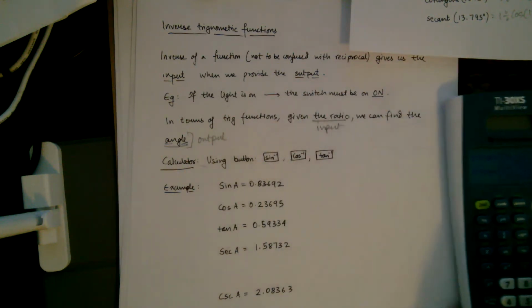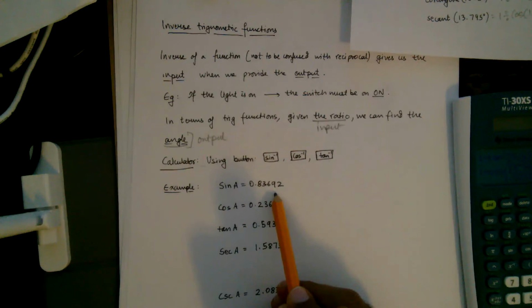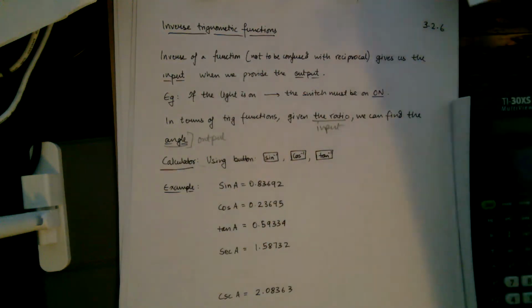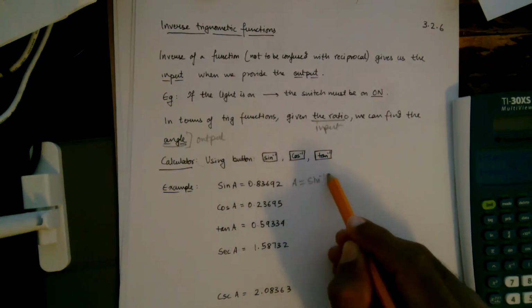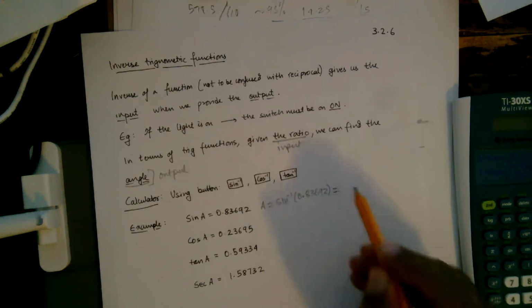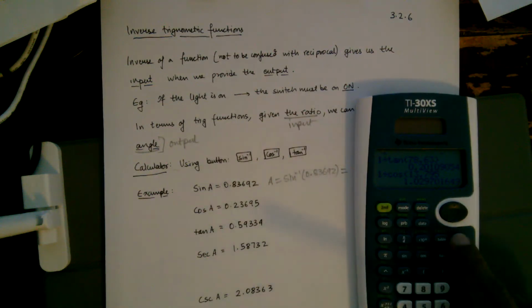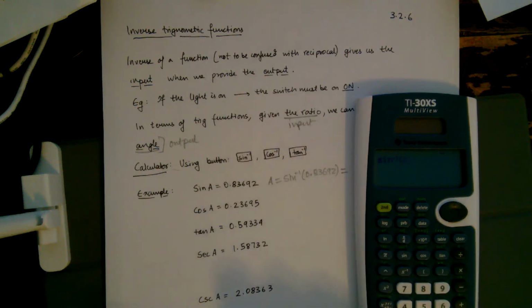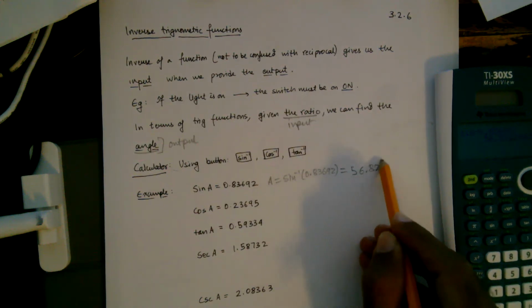So let's see how to set these problems up. Sine A equals 0.83692. That's a ratio, and you're trying to find A, which is the angle. So for the first step, you write A equals sine inverse of this number, 0.83692, and then you plug it into the calculator. Second sine, so sine inverse of 0.83692 gives 56.82 degrees. Once again, make sure your setting is on degrees.